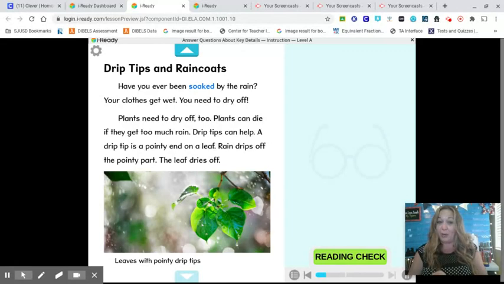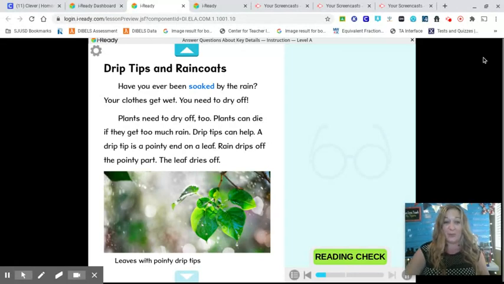I see a vocabulary word in blue. What word is that word? That's right, it is soaked. Soaked means getting wet. Plants need to dry off too. Plants can die if they get too much rain. Drip tips can help. A drip tip is a pointy end on a leaf. Rain drips off the pointy part and the leaf dries off.